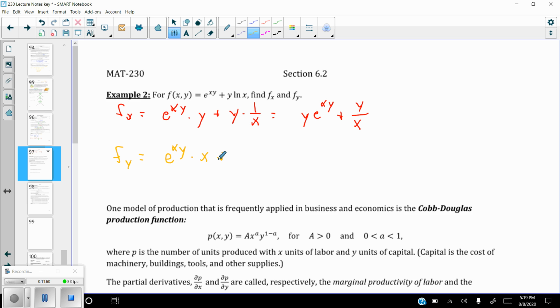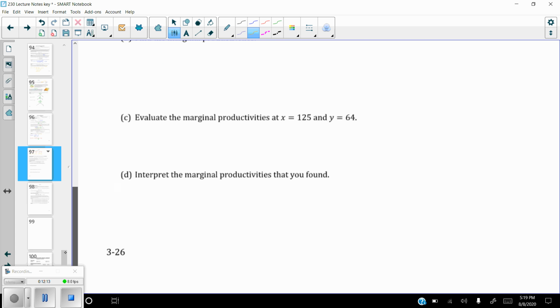Plus, now this time the y is the variable. So the derivative of y is 1 and natural log of x is a constant. So it just stays there. And again, the only thing I'll do to clean it up is I'm going to move that first x out in front of the e. Other than that, that's it. That's done.